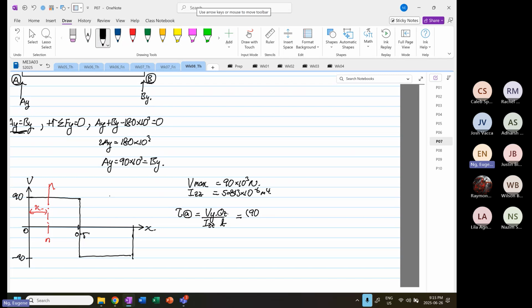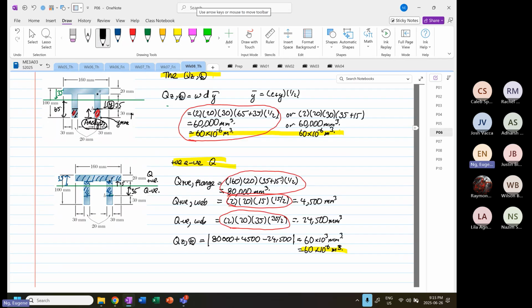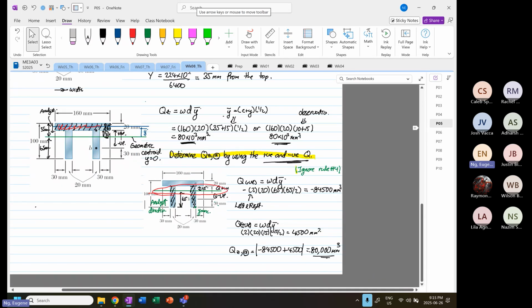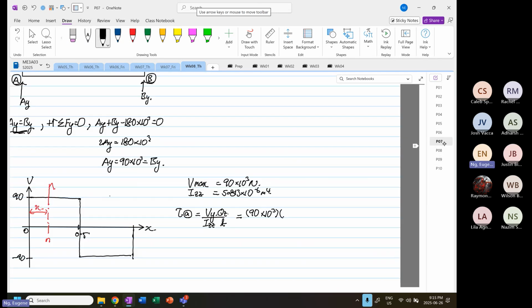So 90 times 10 to the power 3. Qz at point A, we found Qz at point A. We're going to use our values over here. Qz at point A is equal to 80 times 10 to the power minus 6. IZZ is equal to 5.813 times 10 to the power minus 6.